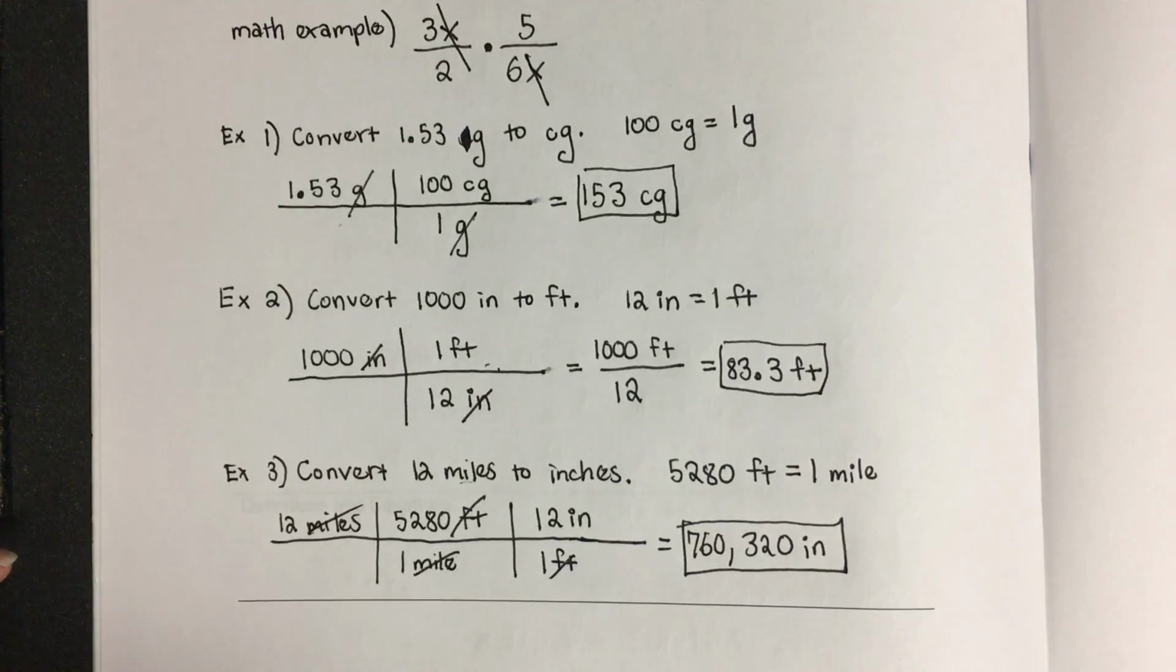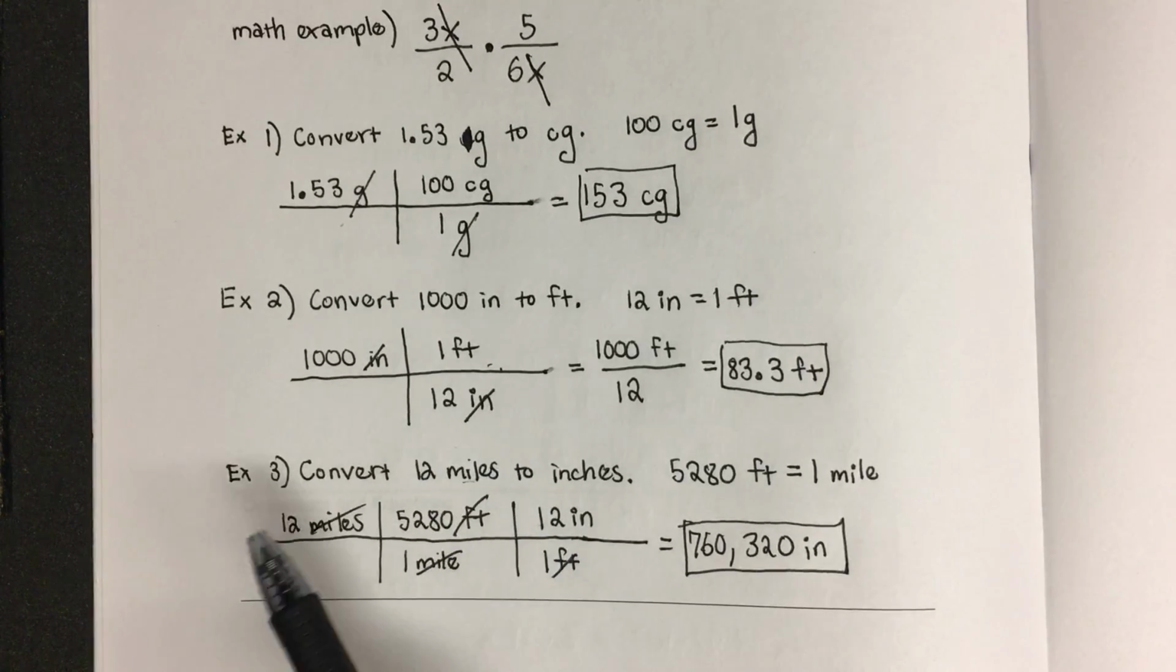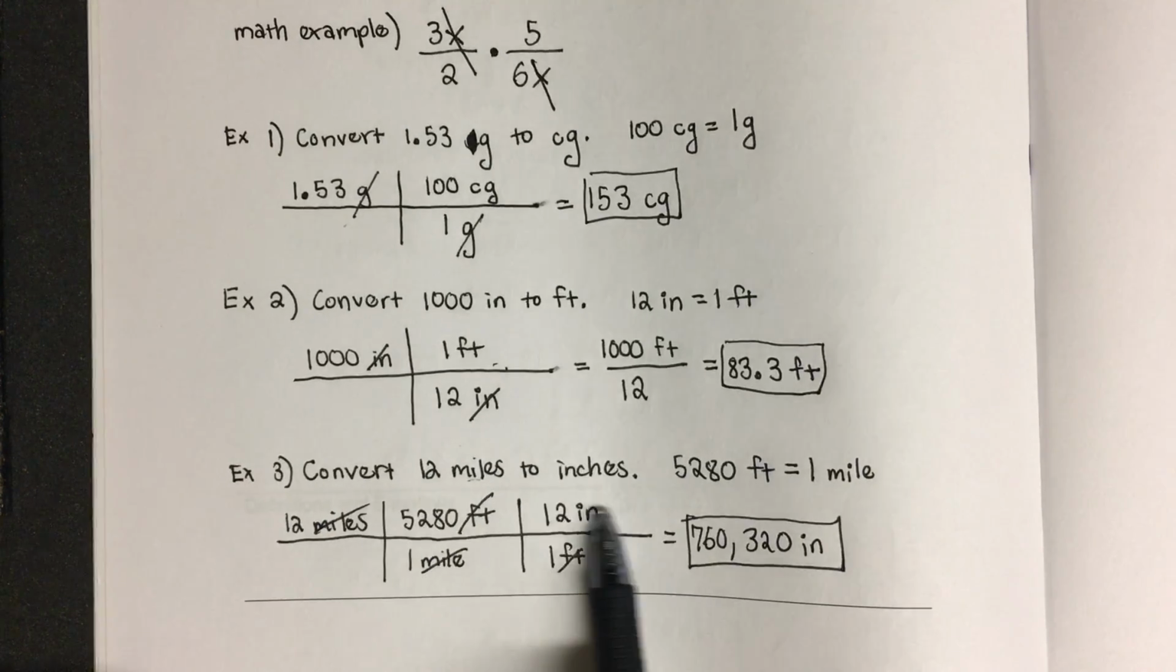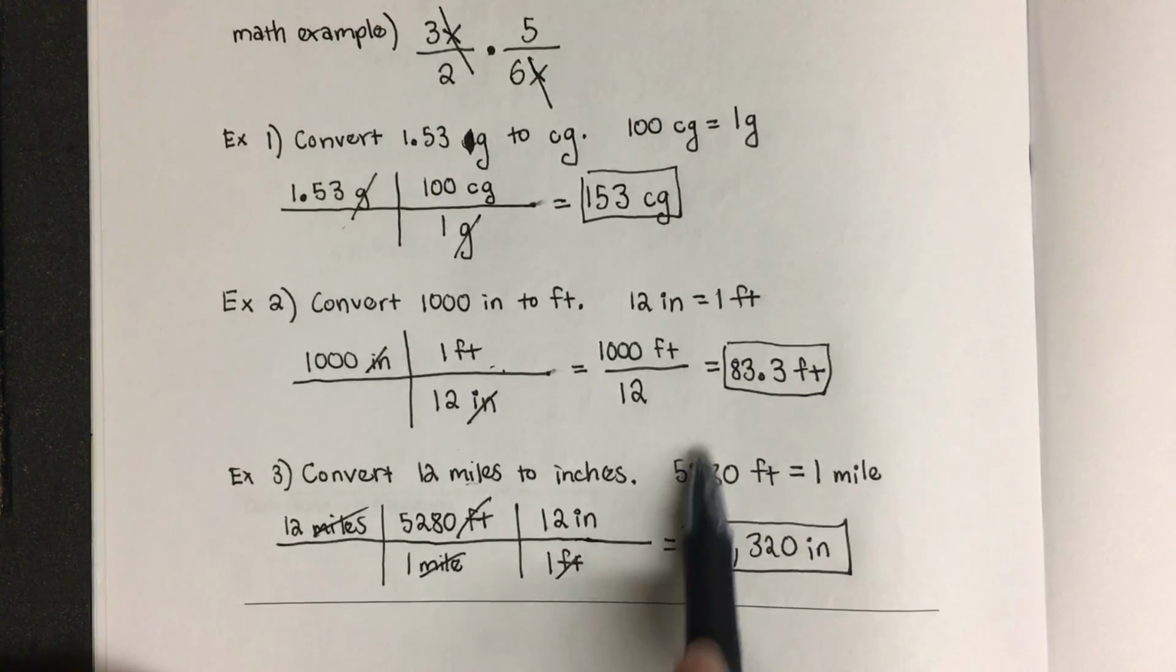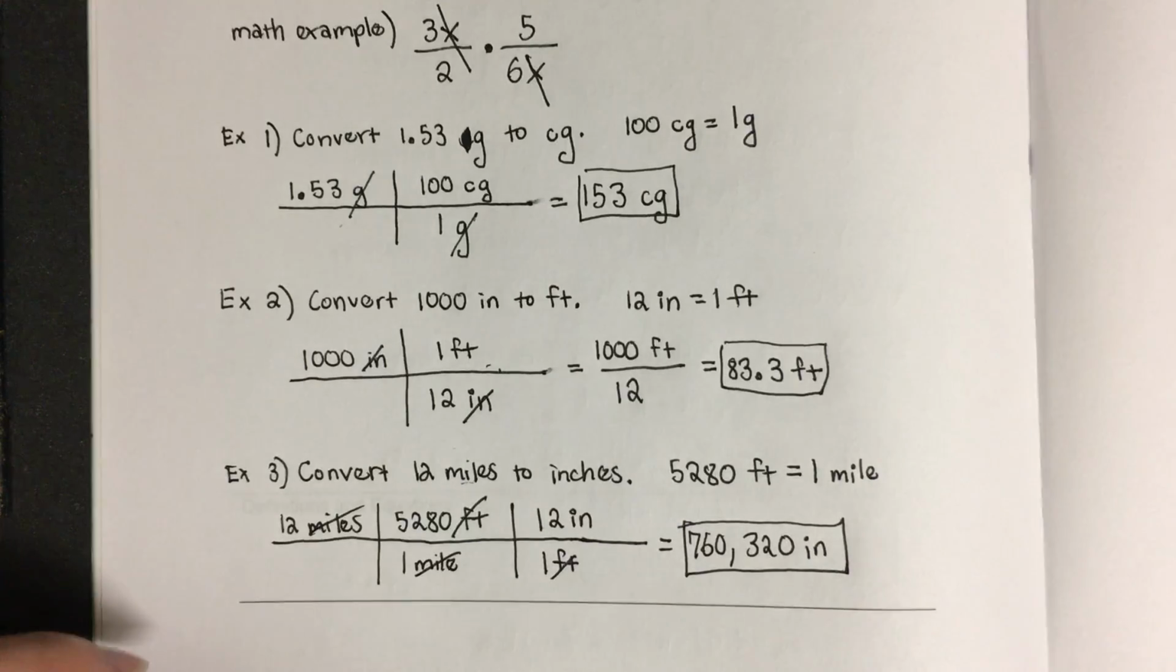Okay? So that's conversion factors. Main things to remember are that you're trying to cancel your units. The number that they give you in the problem, put that on top. Multiply across the top, put that on the top. Multiply across the bottom, put that on the bottom. Divide those, and that'll give you your answer.